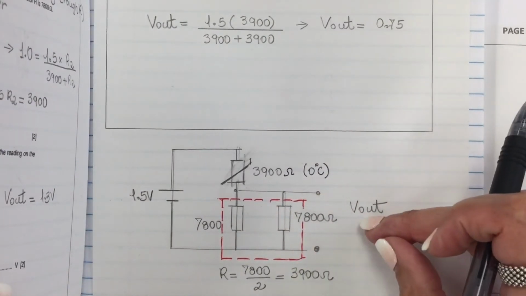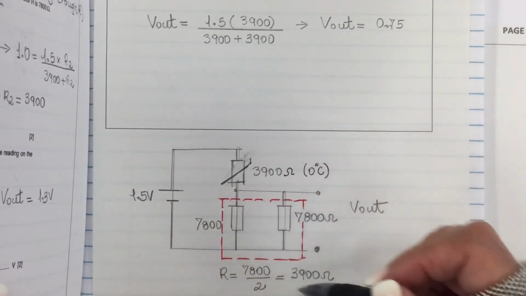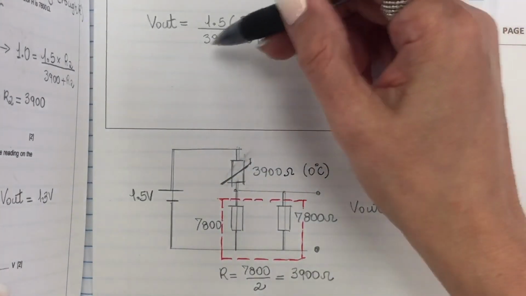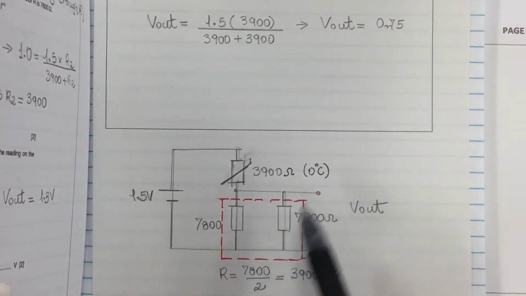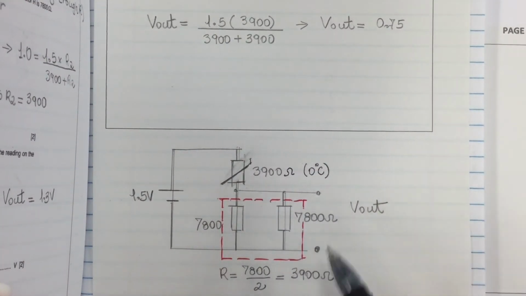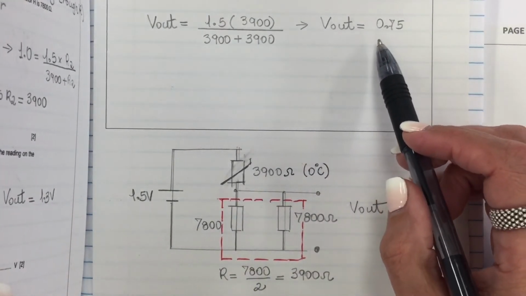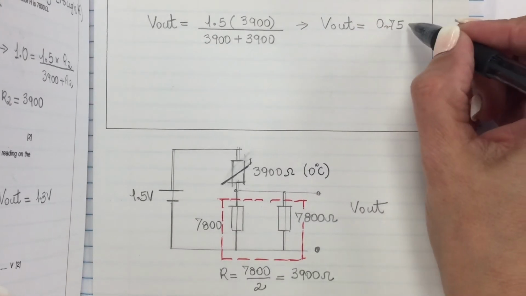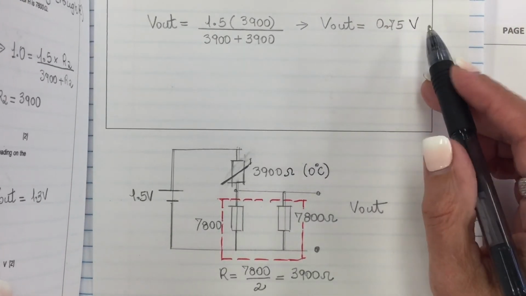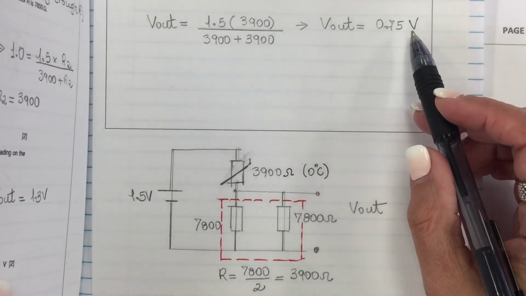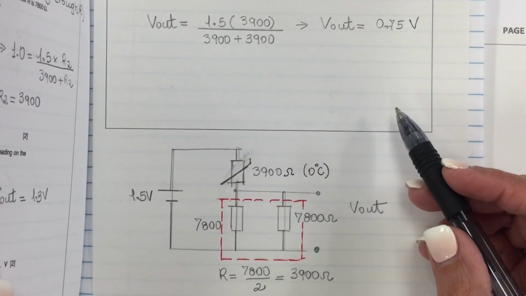Then my output voltage will be the input voltage, which is 1.5, times, because this is where I want to calculate my output voltage, so it's right here, 3,900 over the value of the thermistor for 0 degrees, which is 3,900, plus 3,900, and plug in the calculator. The output voltage is 0.75 volts. It drops about half of the voltage supply, which is 1.5 volts.